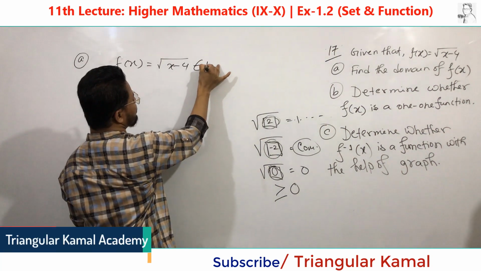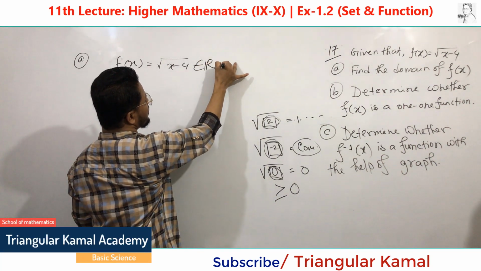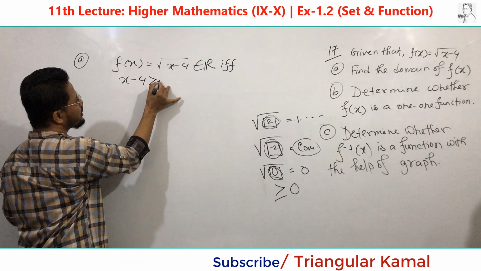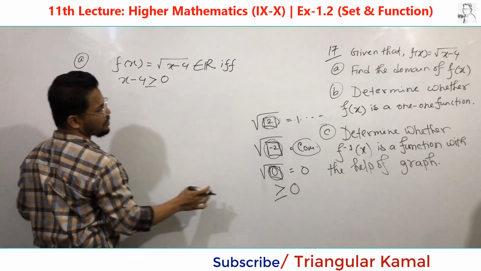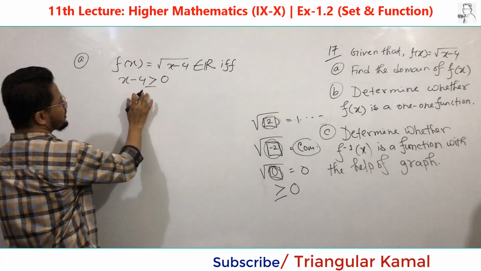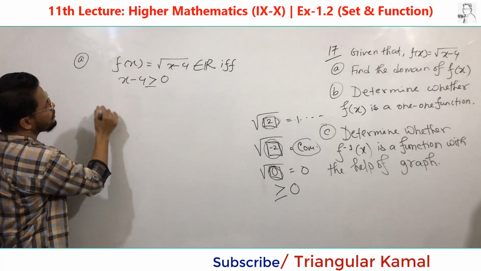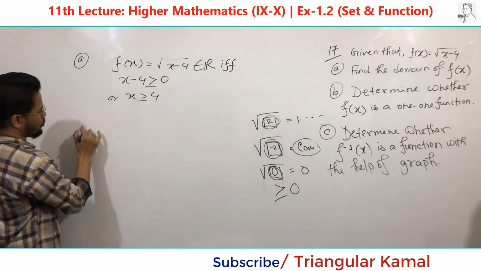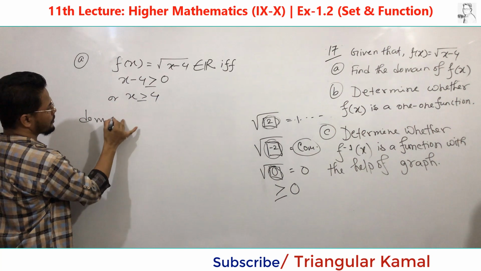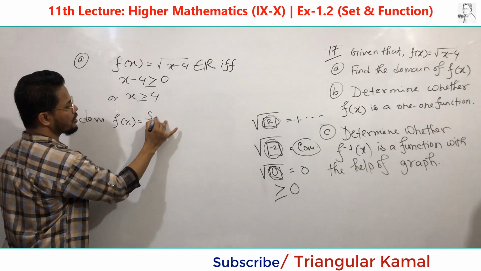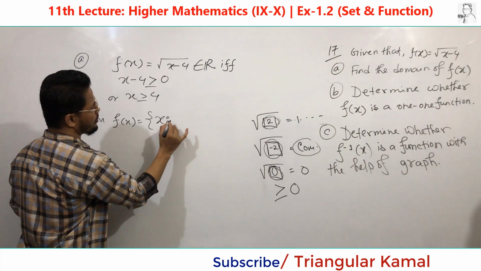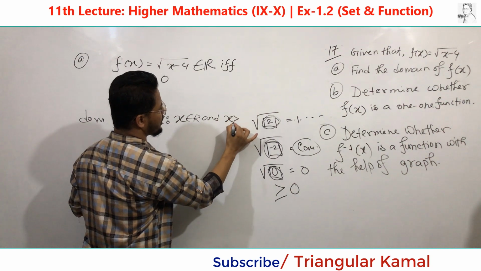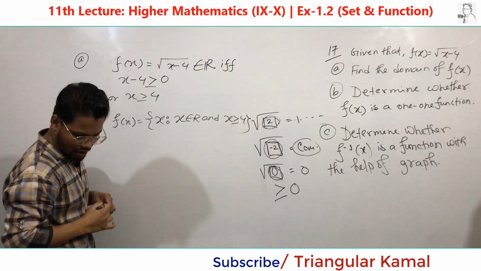So we can write here, f of x belongs to R if and only if x minus 4 is greater than or equal to 0, positive or equal to 0, and this is the domain. Now do simple calculation here. x is greater than or equal to 4, so the domain will be dom f of x equals x belongs to R and x is greater than or equal to 4, and this is the domain.